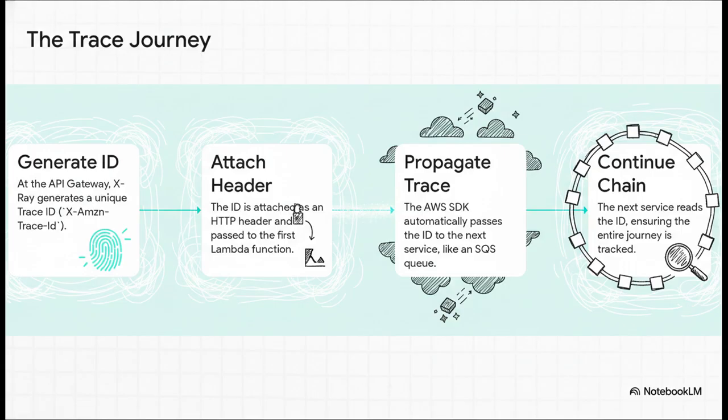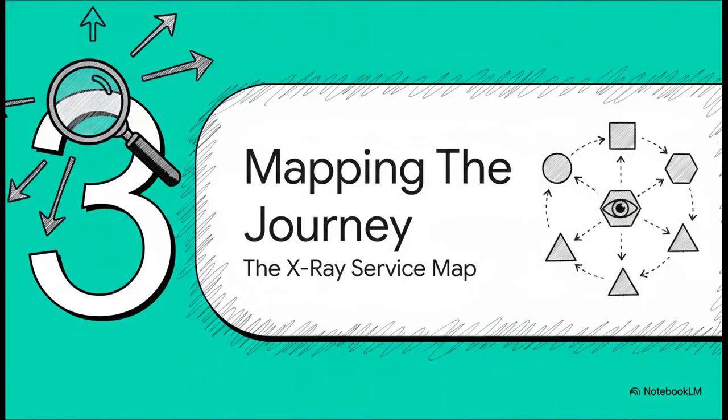And when that Lambda sends a message to a queue, you guessed it, the passport is stamped right onto the message. This whole process is called trace propagation, and a lot of it just happens automatically. It's like a relay race where every runner passes the same baton, so you can always see exactly where it's been. All right, so we've got this trace ID, this digital passport.